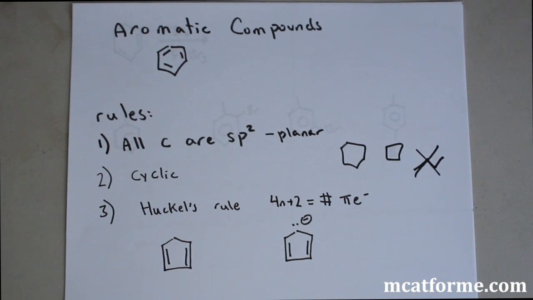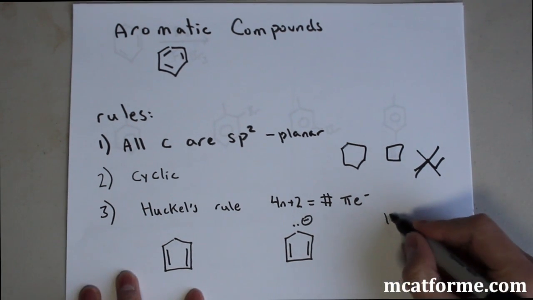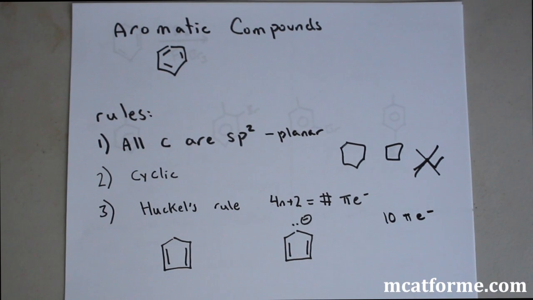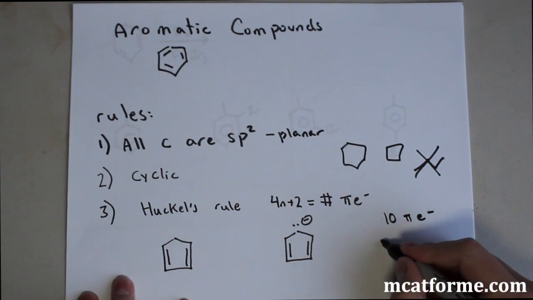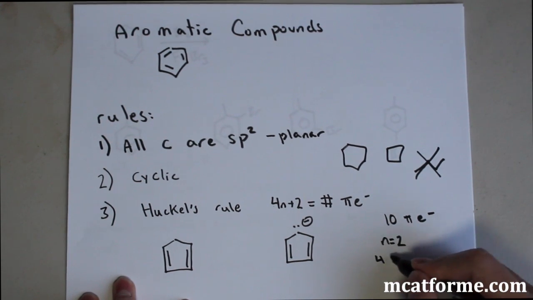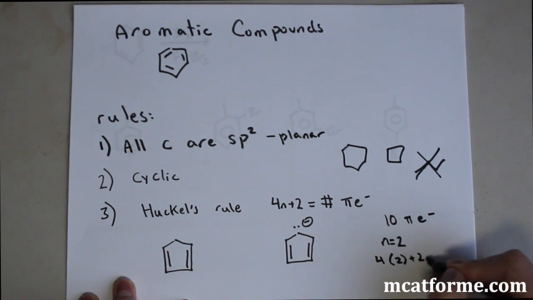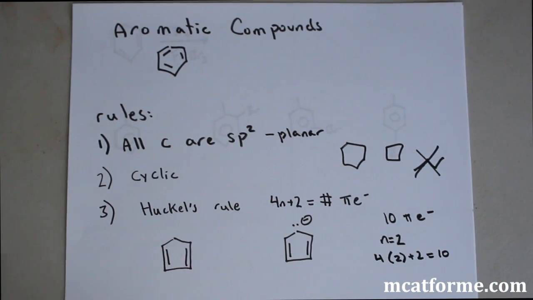Then the final one is probably most important, and the one we forget most, is Huckel's rule. Huckel's rule says 4n plus 2 is the number of pi electrons. So what does that mean? Say we have 10 pi electrons. Would that follow Huckel's rule? The answer is yes. If n equals 2, 4n plus 2 equals 10. So it just means n has to be an integer. If it follows that, then it's okay.